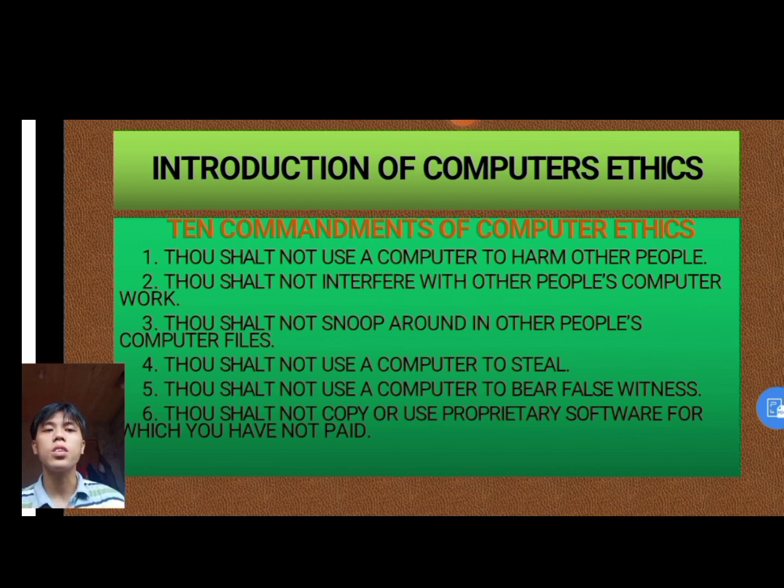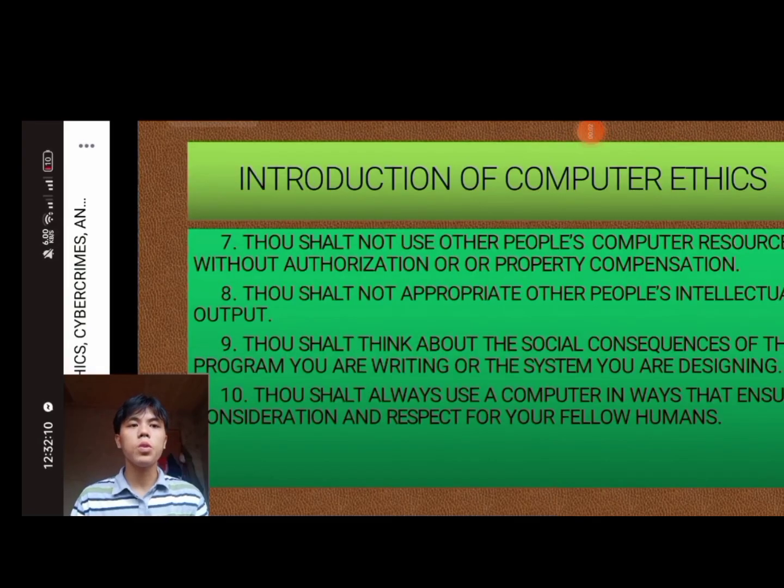Number 5, thou shalt not use a computer to bear false witness. Number 6, thou shalt not copy or use proprietary software for which you have not paid. Number 7, thou shalt not use other people's computer resources without authorization or proper compensation. Number 8, thou shalt not appropriate other people's intellectual output. Number 9, thou shalt think about the social consequences of the program you are writing or the system you are designing. Number 10, thou shalt always use the computer in ways that ensure consideration and respect for your fellow humans.